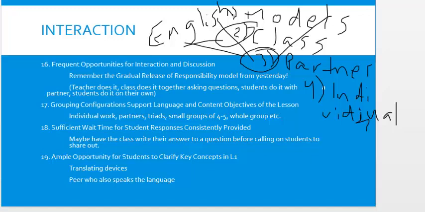Number 17, grouping configurations that support language and content objectives of the lesson. So again, you want to make sure you're not just having students do individual work, but you change things up. You have partners, triads, groups of 4 to 5, whole groups, so that they are, again, having the opportunity to really use the language and explore the content objectives with the help of friends.